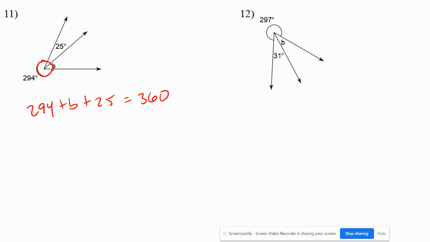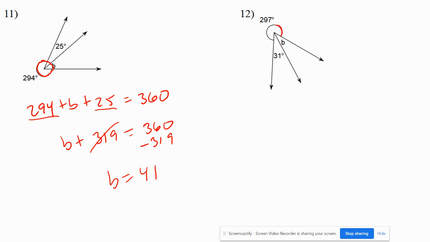Now the left side, 294 plus 25, I can combine that. That's 319. So I have B plus 319 is equal to 360. Now my 319, let me move it over. And I happen to get that B is equal to 41. That angle B is 41. Now let's take a look at question number 12.